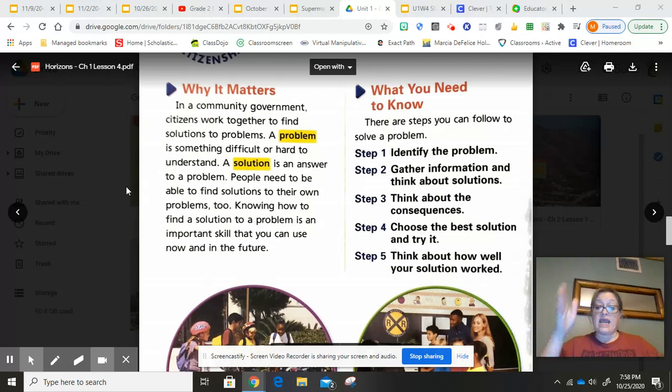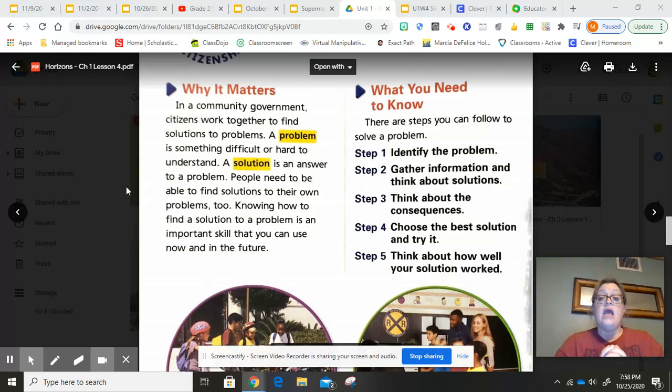So, there on the right hand side of the page, it says what you need to know. These are steps you can follow to solve a problem. So, number one, you have to identify the problem. You have to know what the problem is before you could try to solve it. Okay. Then, step two, you need to gather all information and start thinking about solutions. Okay, so in the problem that I'm going to give you guys, not only are you going to understand what the problem is, you're going to see how this problem is affecting different kids in the class.